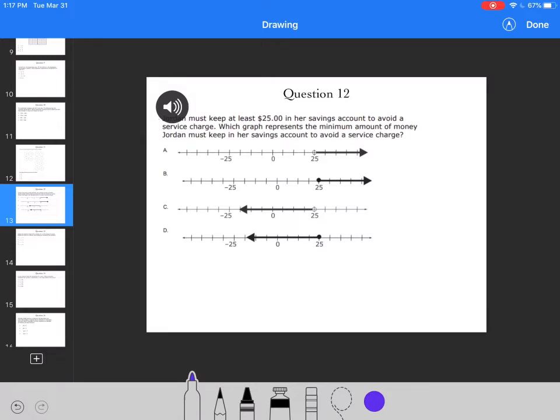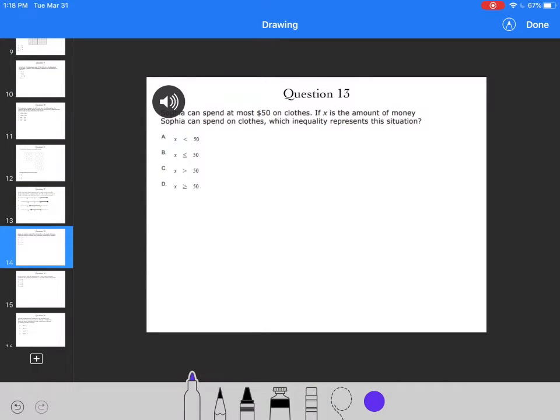Question number 13. Jordan must keep at least, so it's important to see that word, at least $25 in her savings account to avoid a service charge. So at least means that's the minimum. They have to keep that much in there. So that's telling me that it's a closed dot, that it includes the 25. So I'm going to eliminate C and I'm going to eliminate A because that doesn't include the 25. So at least, that's the lowest amount possible. She could have more, but she can't have less. So D shows amounts that are less than 25. So D is out, so it has to be B. At least means greater than or equal to.